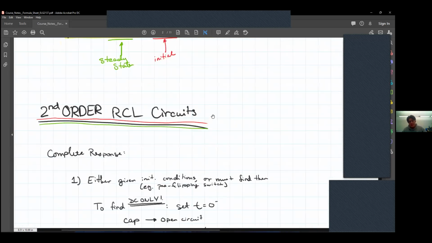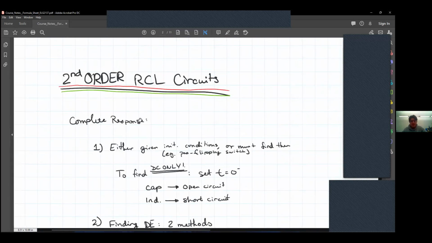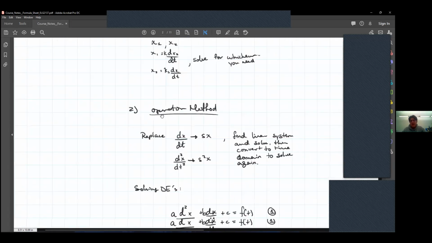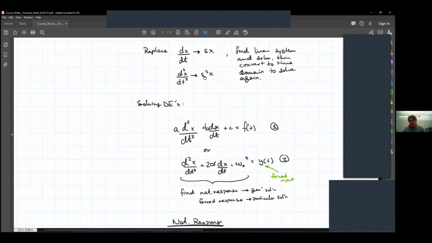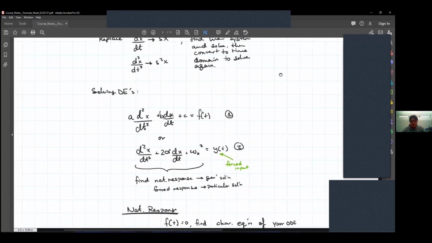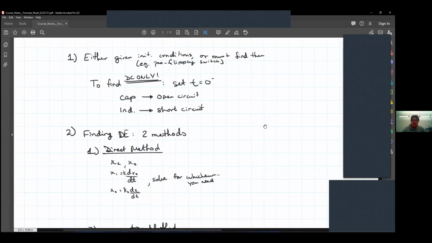So the steps to find the complete response: first we find the differential equation through one of two methods. And then we solve the differential equation by finding both its natural response, which is the general solution to the homogeneous portion, and the forced response, which is the particular solution to the inhomogeneous portion. So that's sort of the brief overview.